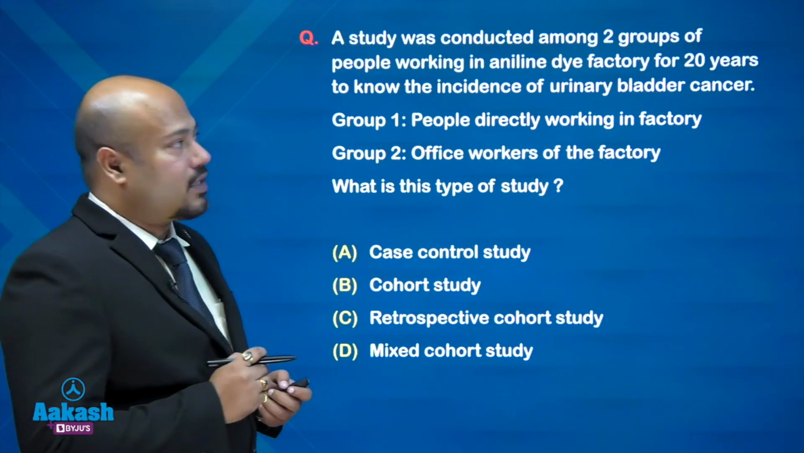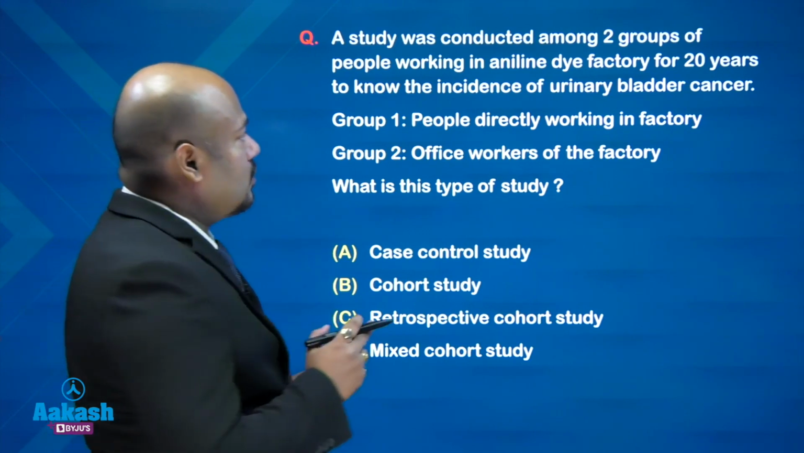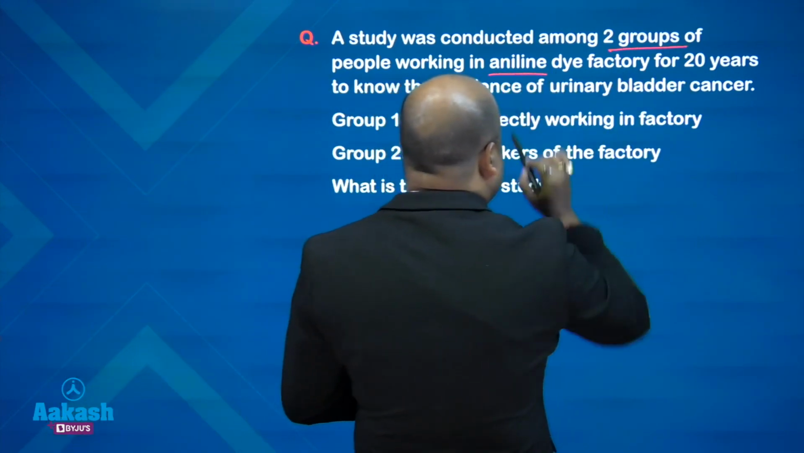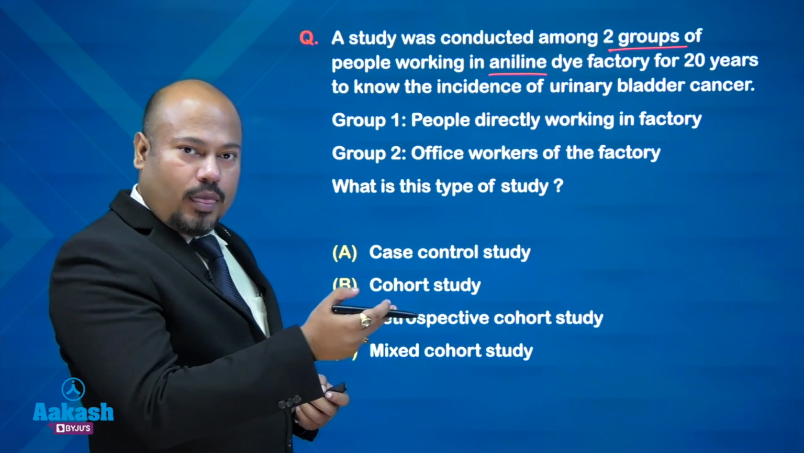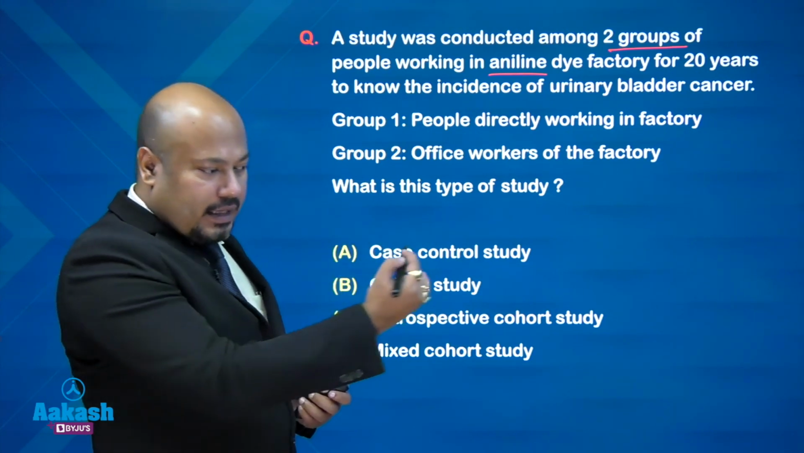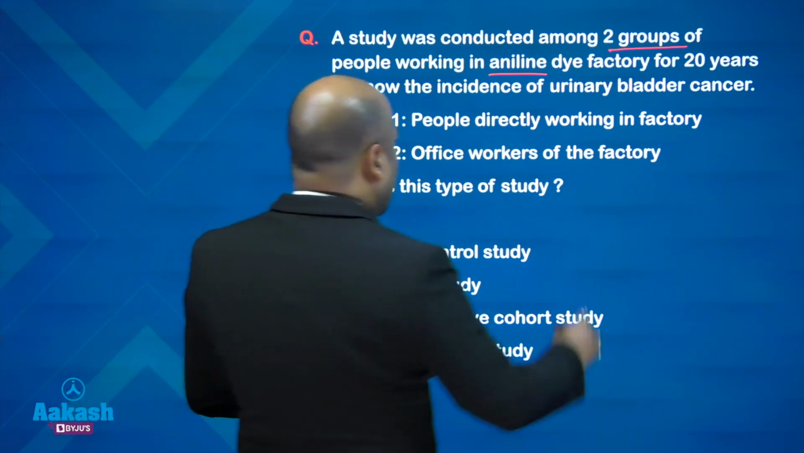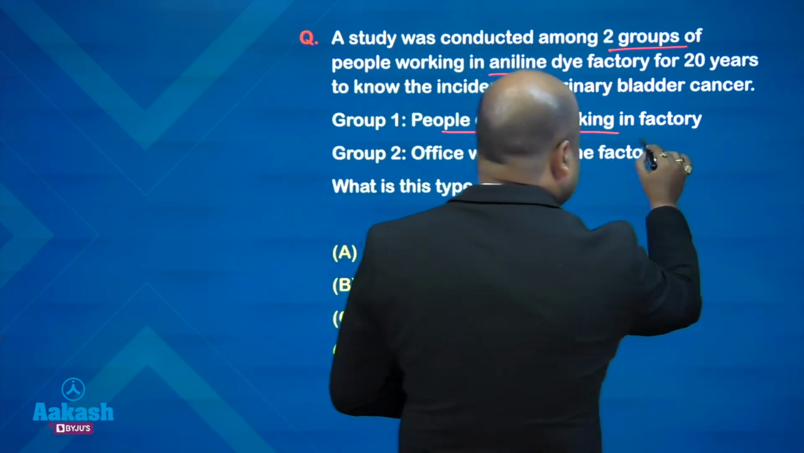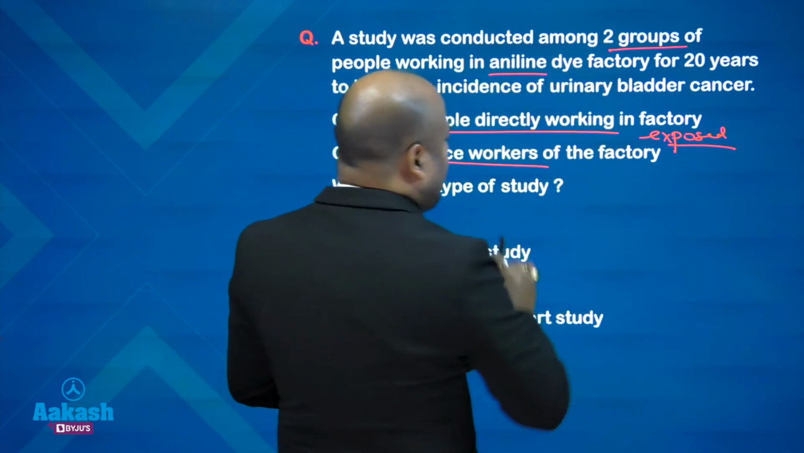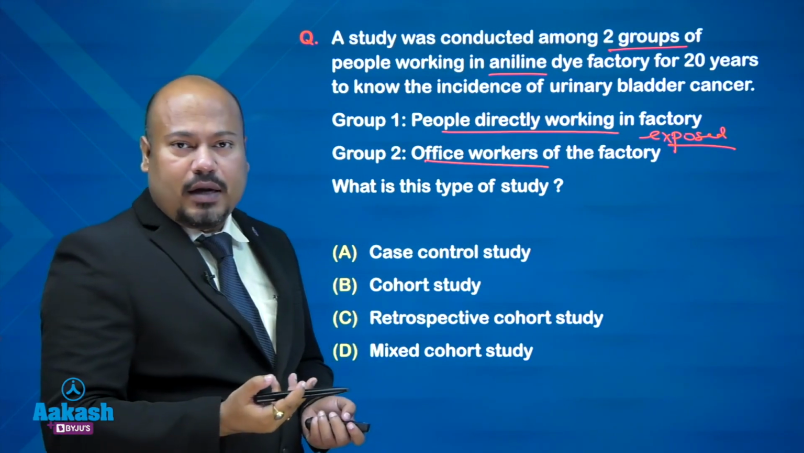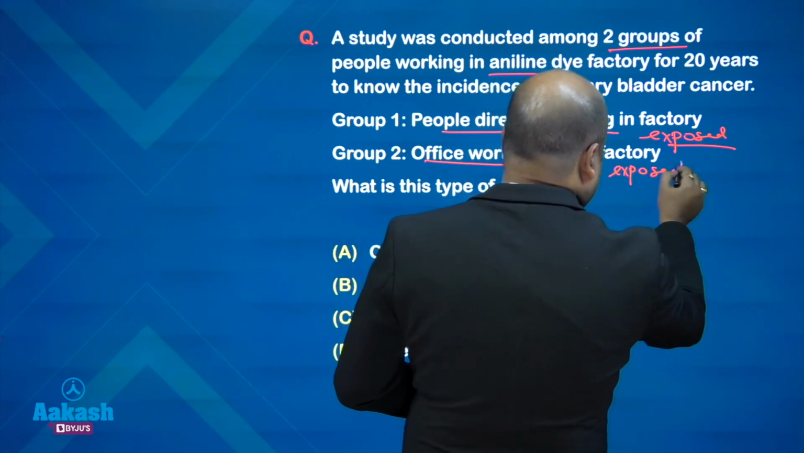So look at this question. A study was conducted among two groups of people working in the aniline dye factory for 20 years to know the incidence of bladder cancer. So see, two groups of people. Aniline will be the exposure and what is the probable outcome, bladder cancer. So basically you are going back 20 years to look at the history of who have been exposed to aniline or not, and then coming back to the present to look at the outcome, that is bladder cancer. So now you have got two groups of people given in the question. People directly working in the factory, so I can say this is the exposed group because they will be definitely exposed to aniline. And the office workers of the factory. The office workers are not dealing with aniline. They are not exposed to aniline, right? So this will be the non-exposed group.